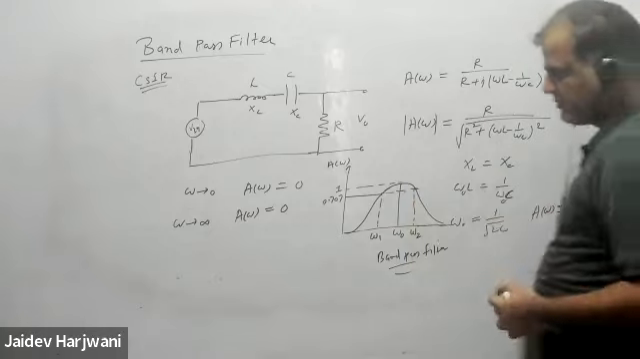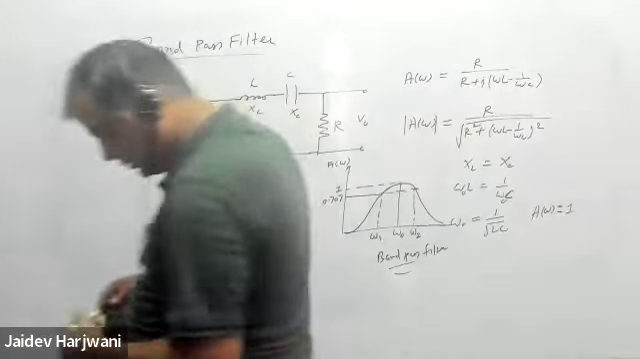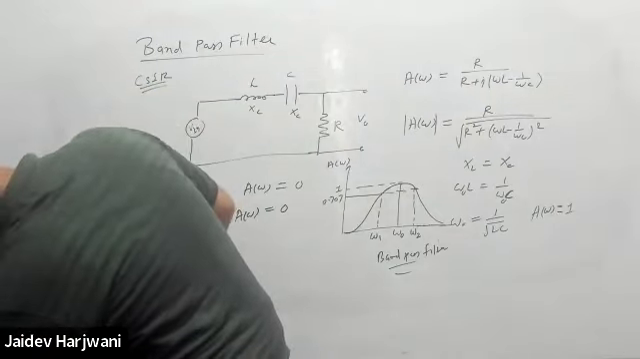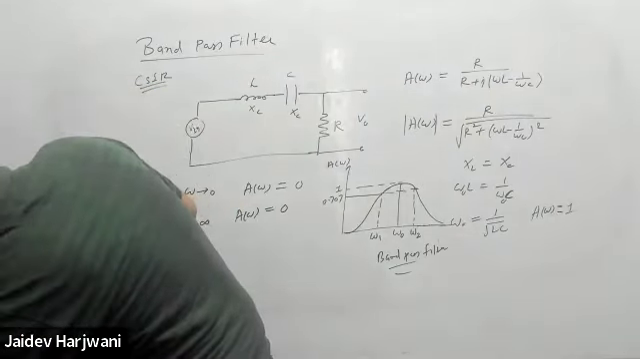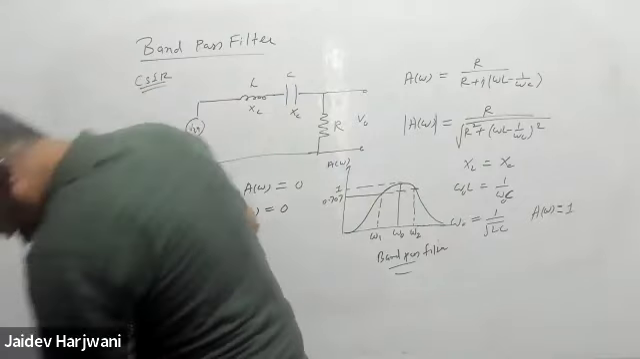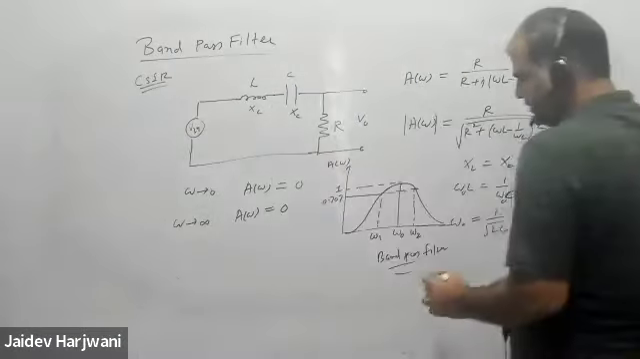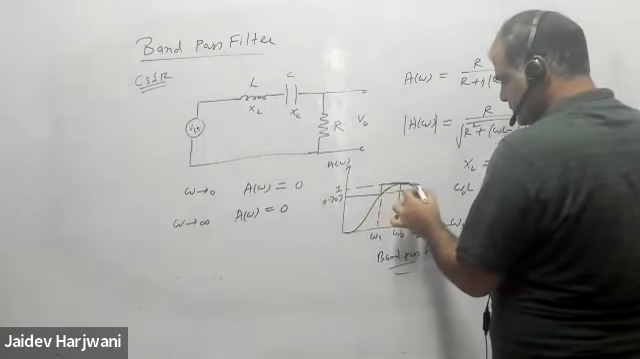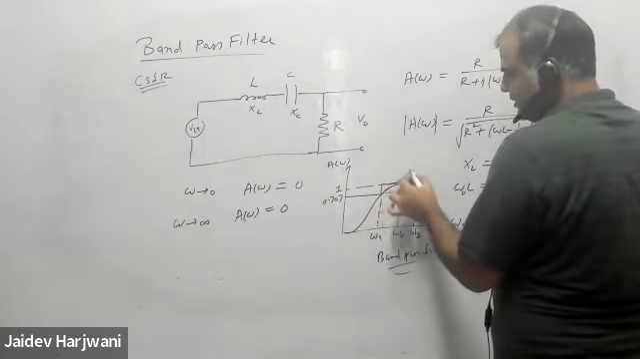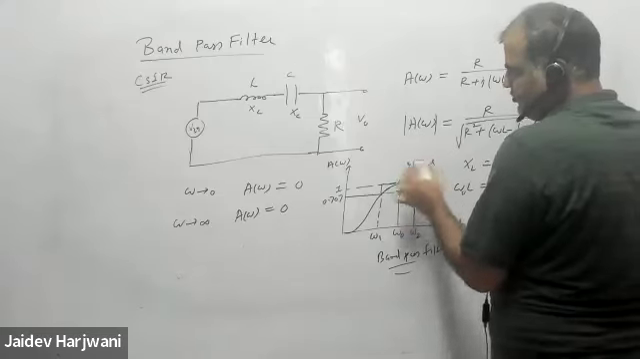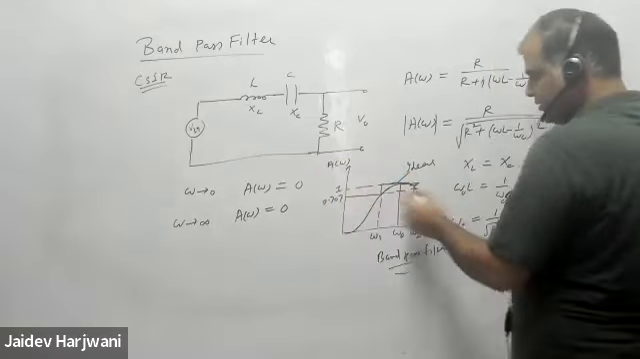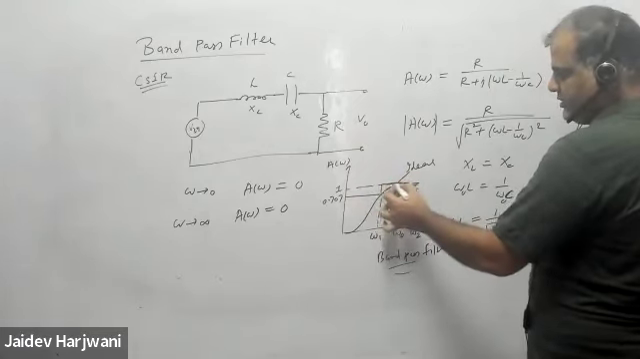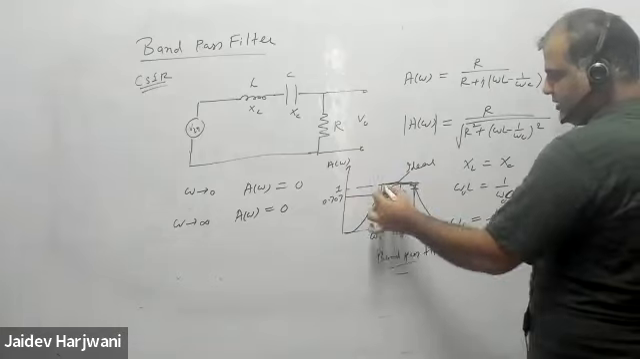So you just have to remember the circuit. Now, what is an ideal band pass filter? Ideal band pass filter is this one. If you take the log of gain, then it will look almost like this. This is the ideal curve. So this is a band pass filter.